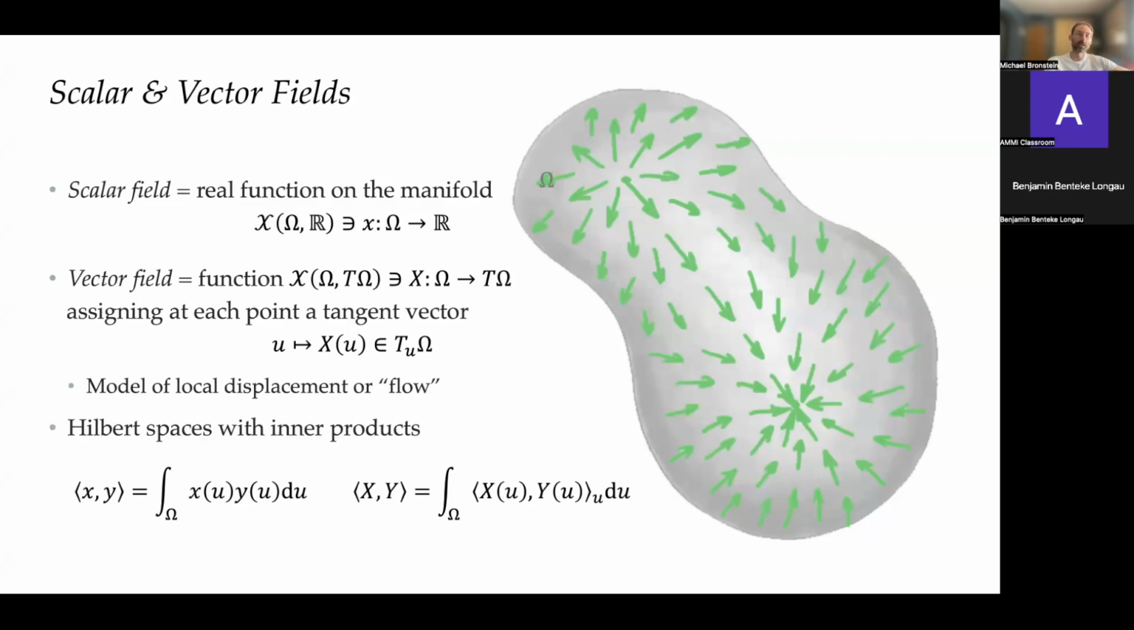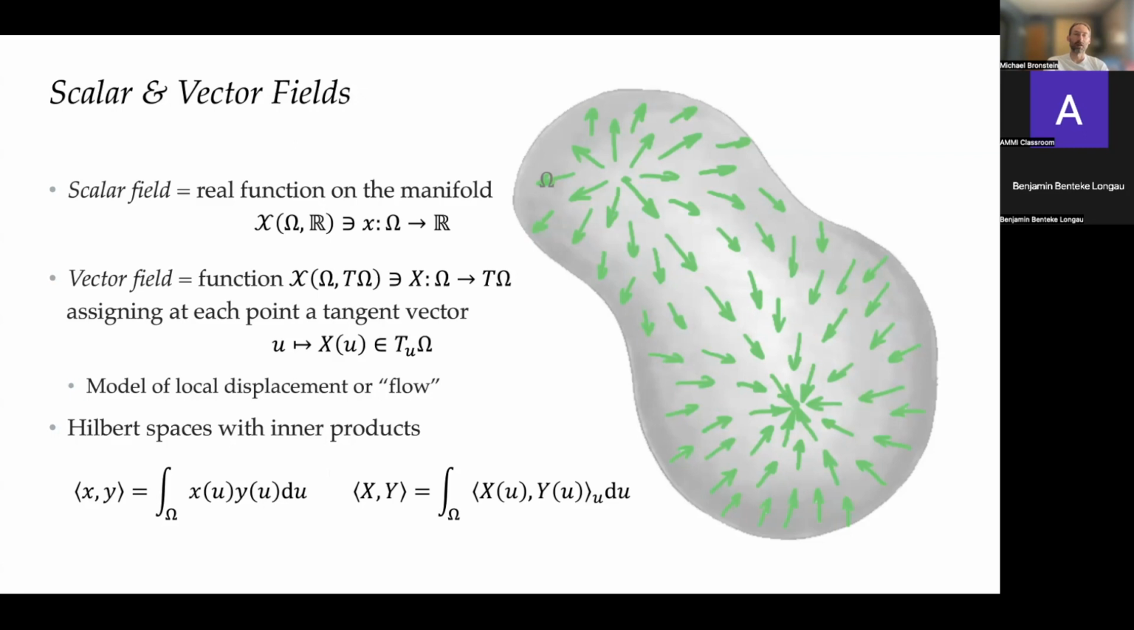The way that I do an inner product between two scalar functions is just multiply them pointwise and then integrate, okay? And this integral is defined, so I need to define what is du. So du is given by the volume element on the manifold, and usually you can just take it from the Riemannian metric. That will be exactly the determinant of the Riemannian metric that we've seen before.